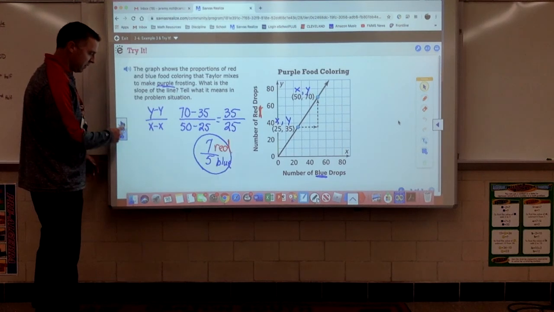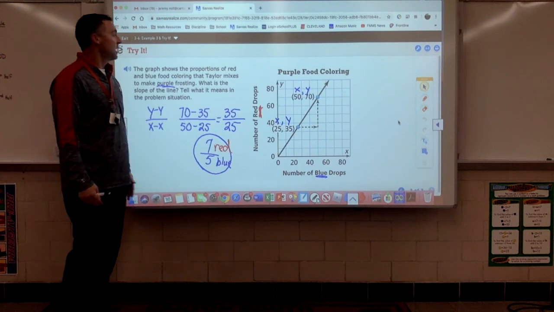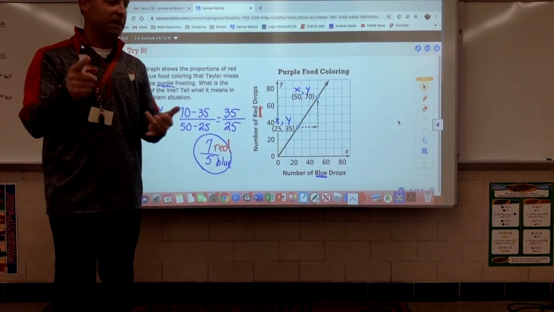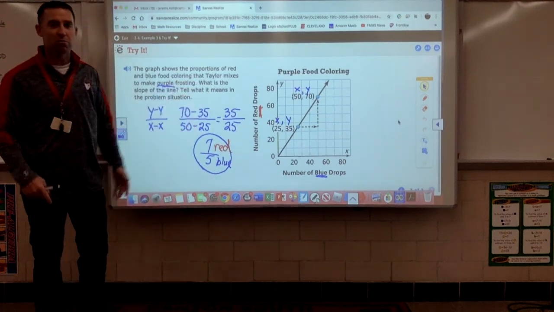Anyway, folks, onward we go. That's it. That's example 3. We're done. Okay, move on to page 126, the key concept, where we're talking more slope. Good job.